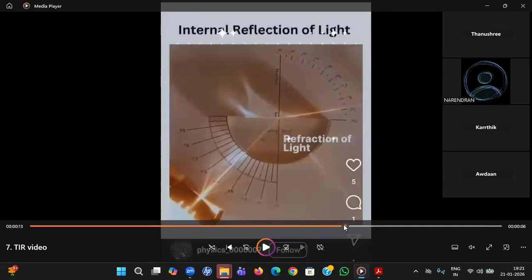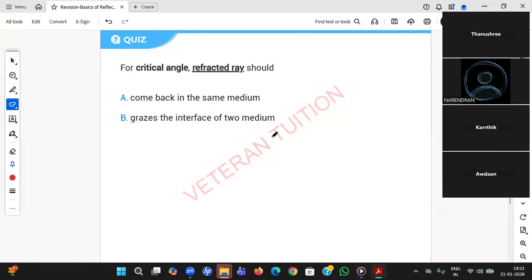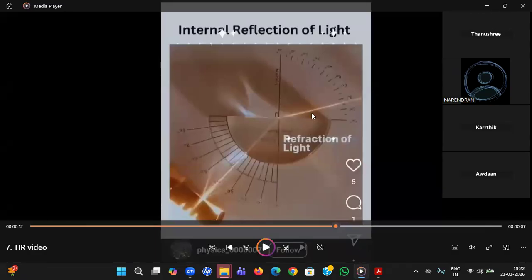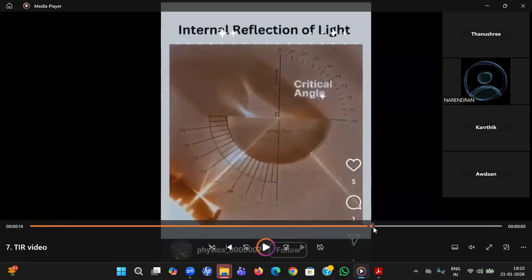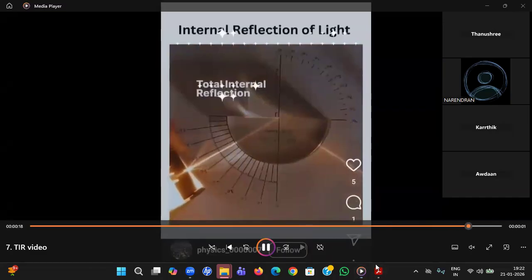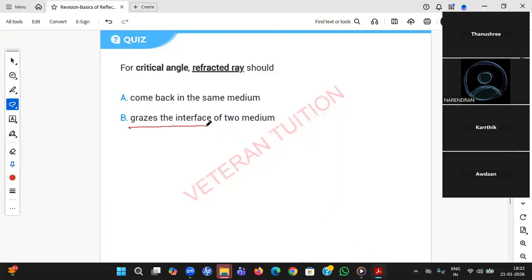Students, the refracted ray at the critical angle is grazing the surface. You see, it's just going to touch. That time only I'll call it the critical angle. If I still increase, it will be total internal reflection. Now it is total internal reflection, more than the critical angle. So at the critical angle, it is just grazing the surface of the two media. B is the right answer.